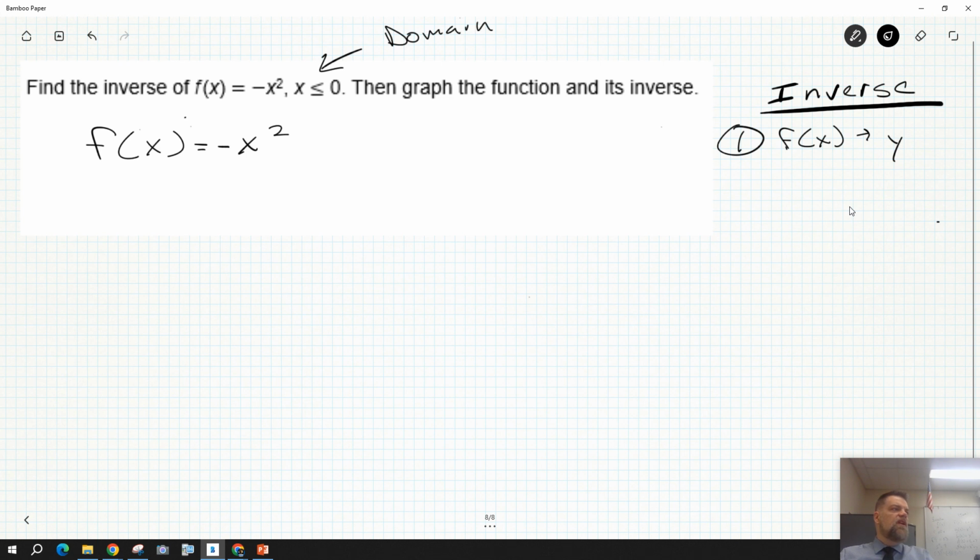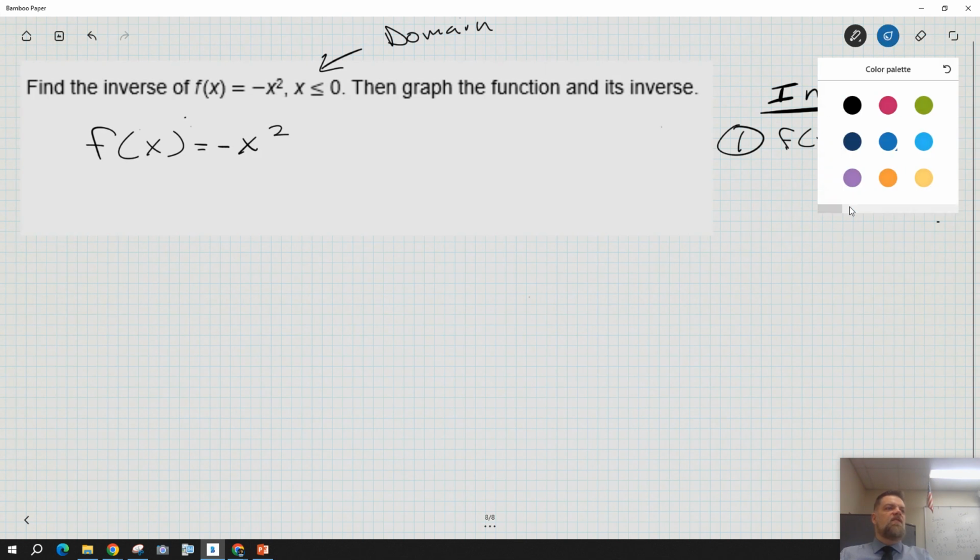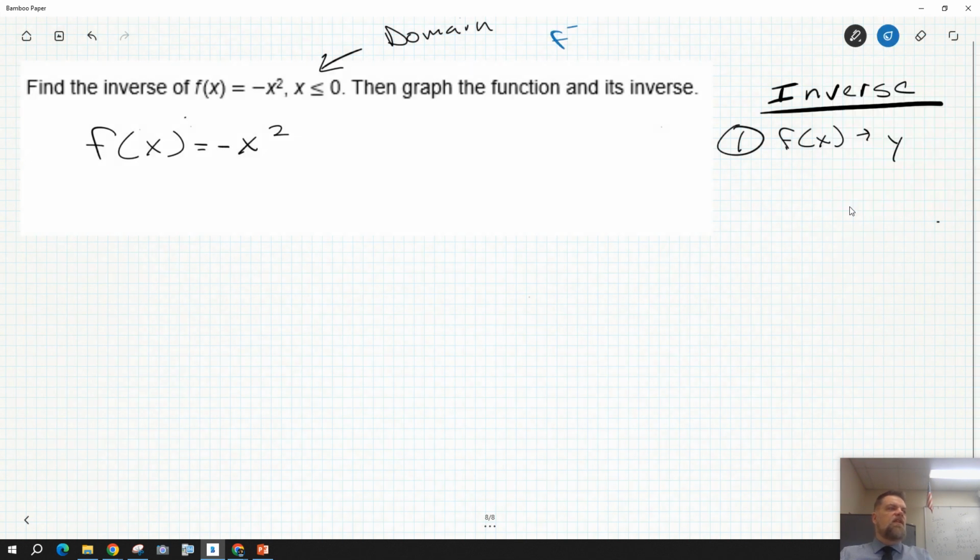Okay. So now what does that mean? Well, that means that when I get to my inverse, f inverse has a range that's the same as this. So the range would be less than or equal to 0 for f inverse. So we're going to do a bunch of math, and when we go to graph it in Desmos, we have to, because the domain is restricted in the original function, then the range is restricted in the inverse. So keep that in mind, right?